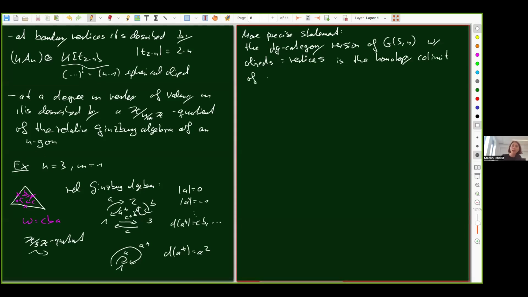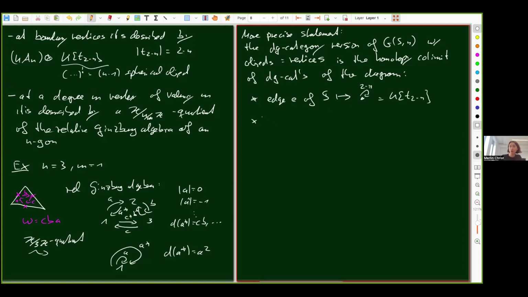of a diagram of DG categories, which associates to each edge of the S graph this thing here, the DG category with a single object and a freely generated loop, which is just the polynomial algebra.